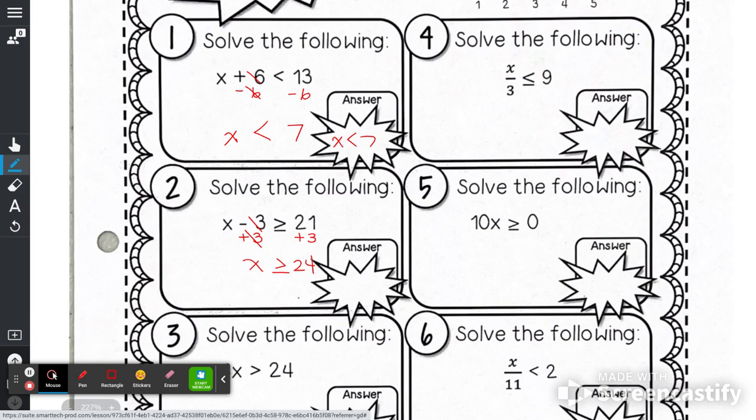Yeah, I checked my answer wrong, and that's why I thought I got it right, because I checked my answer wrong. You can check your answer wrong too.